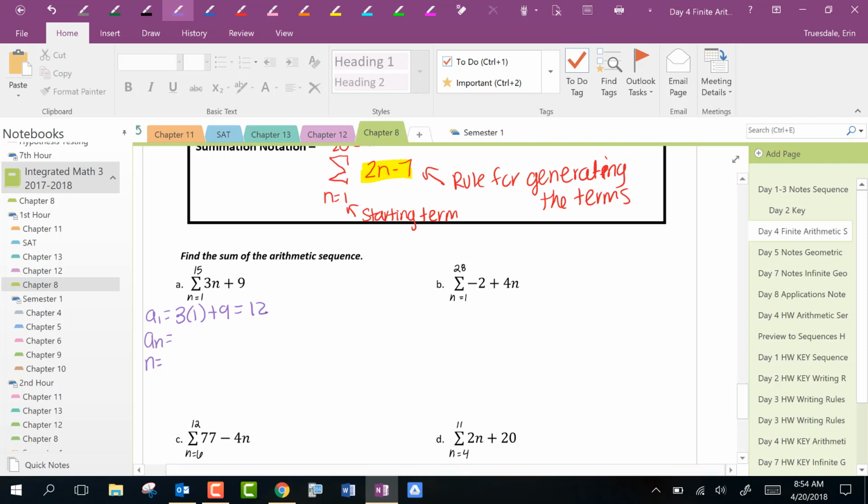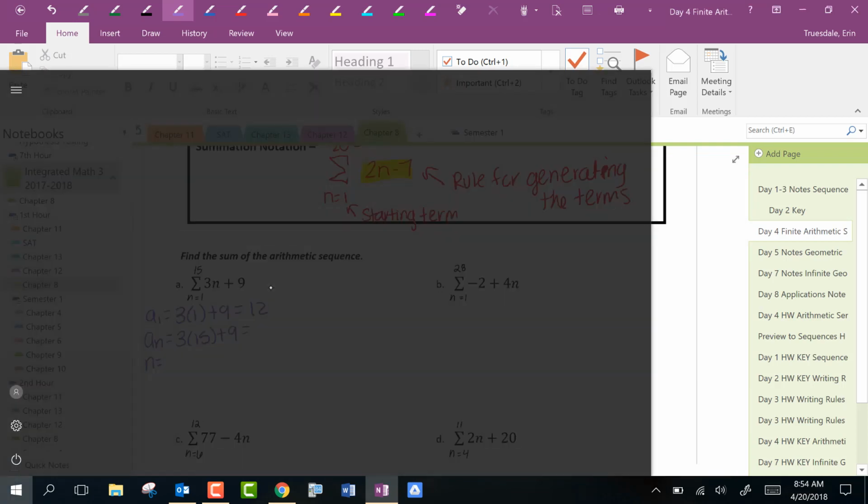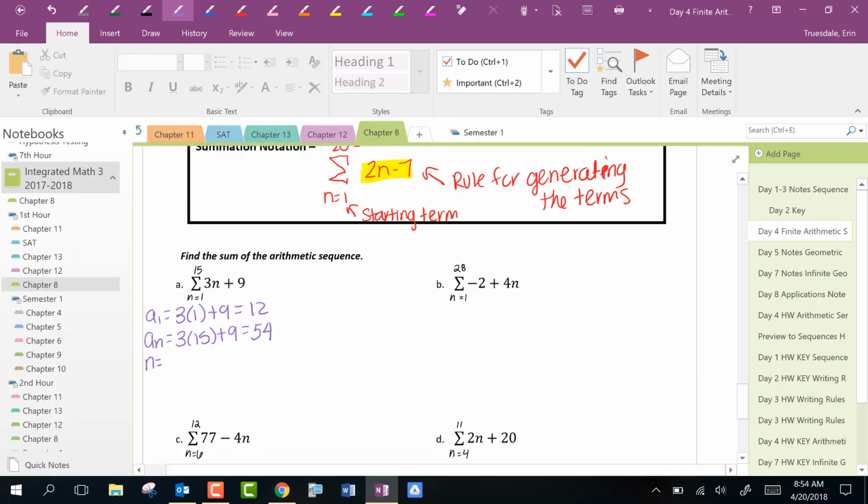Okay, and if this is the rule that calculates all the terms and I'm going up to the 15th term, what do you plug in for AN? 15. So 3 times 15 plus 9. 45 plus 9 would be 54.